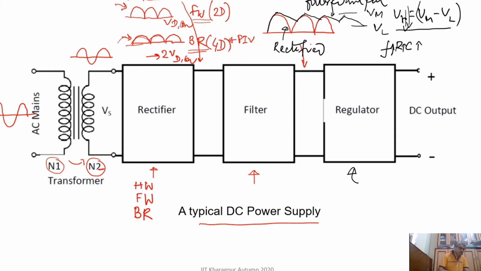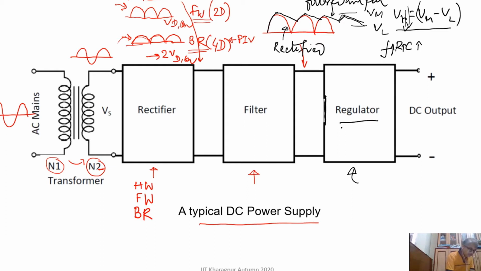The reason we need a regulator is that there is a considerable amount of ripple, even if we use a bridge or full wave rectifier, and even after that if we use a filter, there is still a considerable amount of variation. So to reduce this variation, we are looking for a DC signal, and we need to use a regulator circuit.